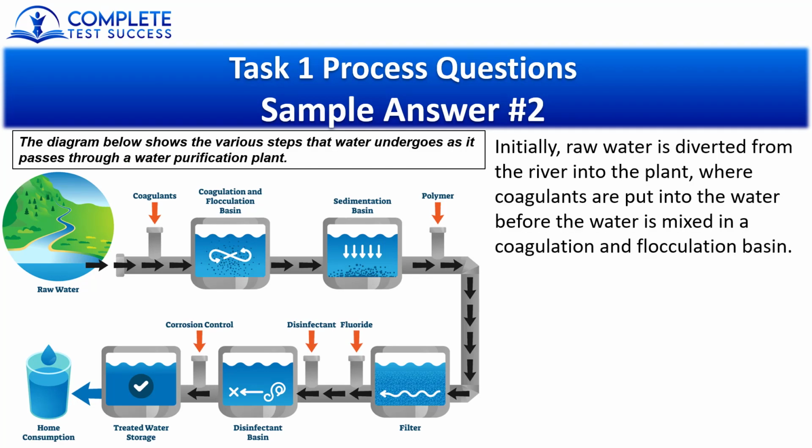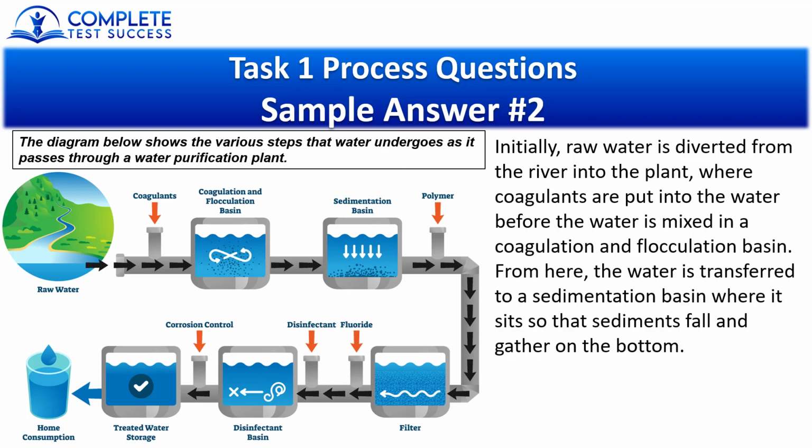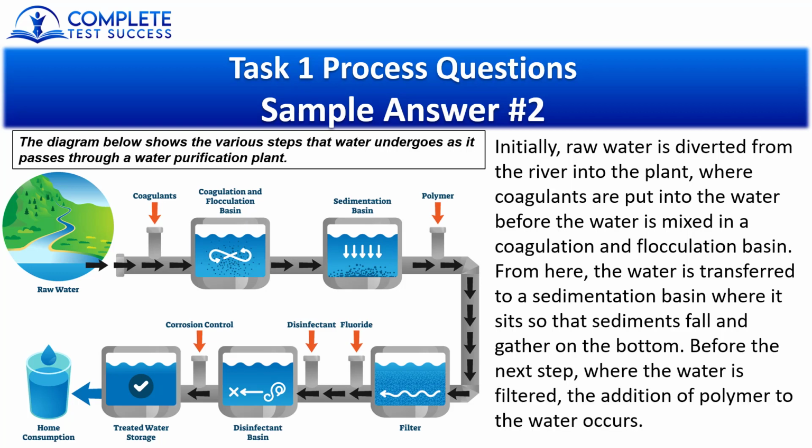Initially, raw water is diverted from the river into the plant, where coagulants are put into the water before the water is mixed in a coagulation and flocculation basin. From here, the water is transferred to a sedimentation basin, where it sits so that sediments fall and gather on the bottom. Before the next step, where the water is filtered, the addition of polymer to the water occurs.